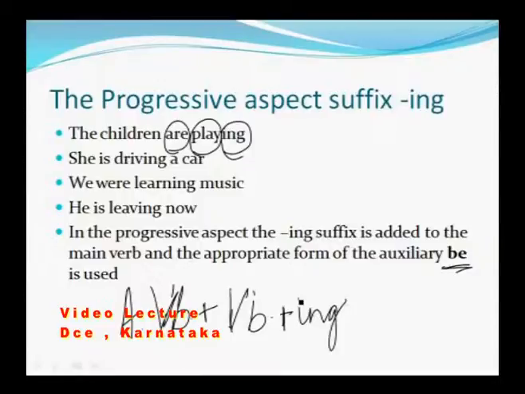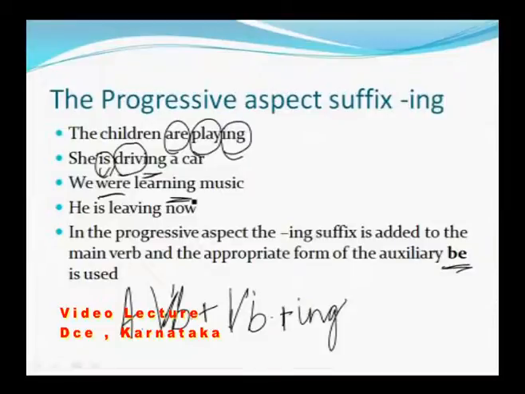Let us look at the second sentence. She is driving a car. As usual, she is what? Subject. Is what? Verb. Is what? Once again an auxiliary verb. Drive, the main verb or lexical verb, ing. She is driving a car. The third sentence, we were learning music. We subject, were auxiliary verb, learn plus ing form, learning music, verb plus ing form.